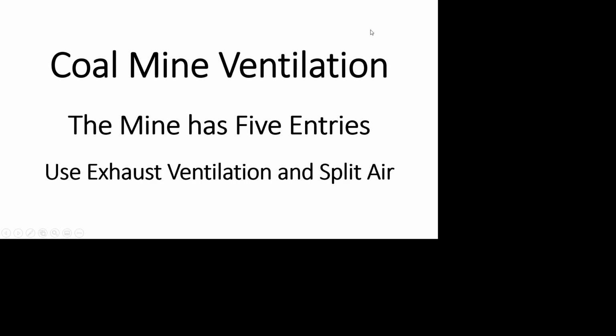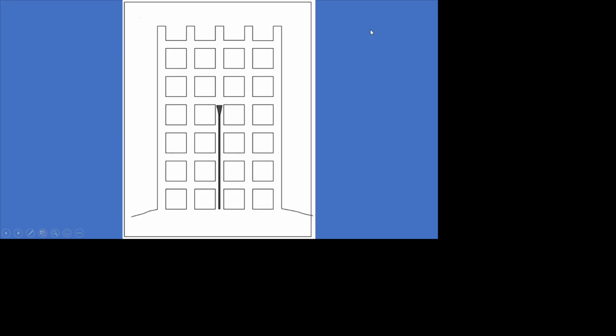Hello, the title of this video is Coal Mine Ventilation, and the mine that we're going to ventilate has 5 entries. We're going to use exhaust ventilation and split air. So here is a picture of the mine. It's a very small mine, only 5 entries and not advanced too far in.